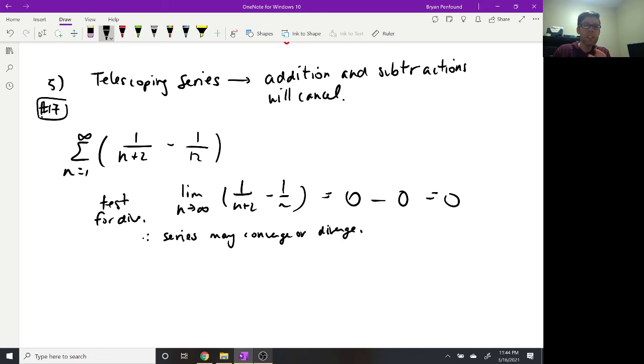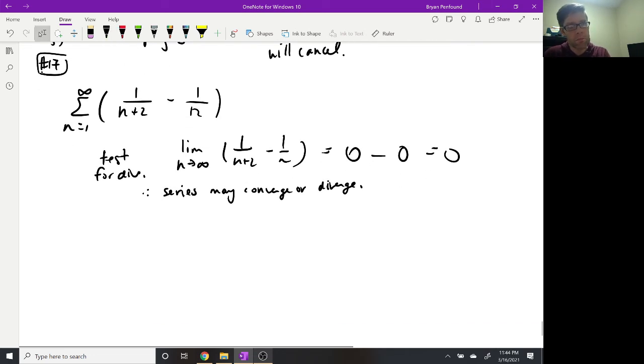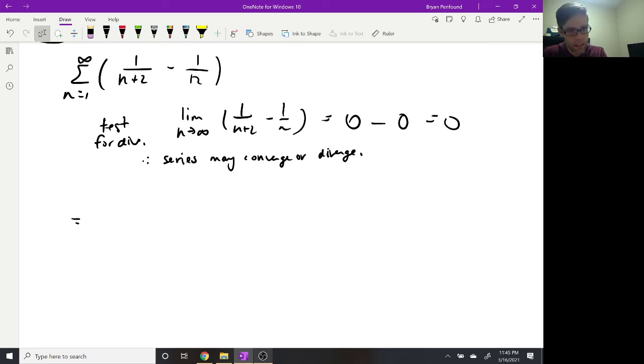Okay, so it still could diverge, it still could converge. I don't really know based on the test for divergence. So what the textbook tells us to do is to start subbing in some values for n and see what happens. Because I have a minus sign here in between the two fractions, it's quite possible that some of the fractions we get will cancel off with some of the other fractions that we get. So let's go ahead and start putting in indices in here.